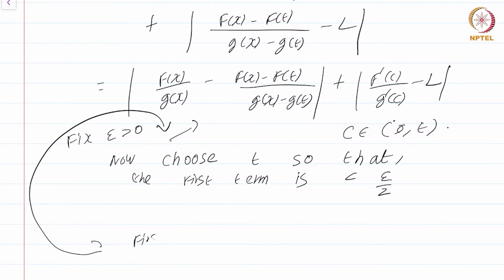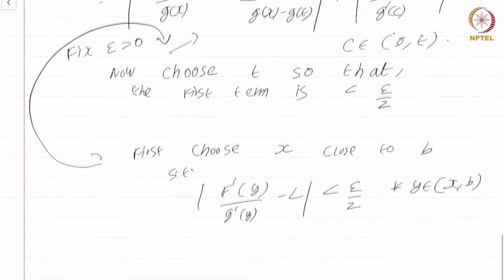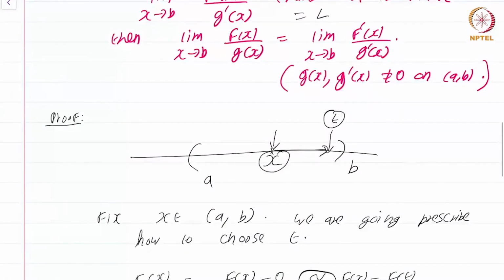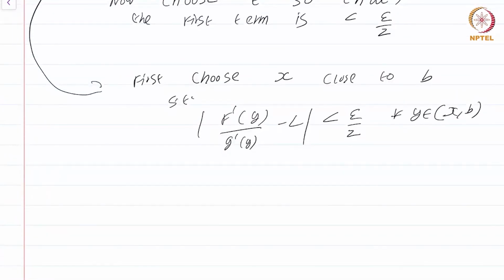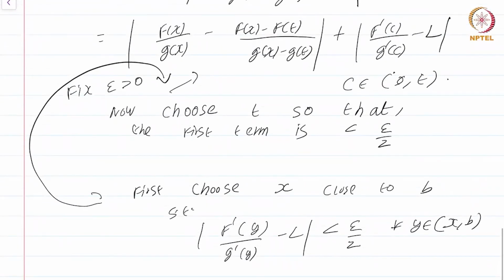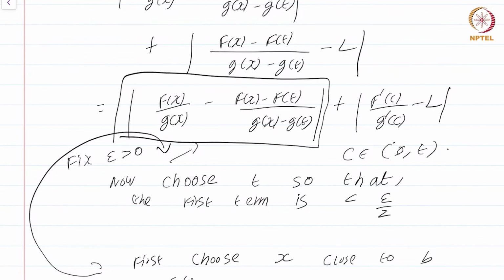First choose x close to b such that the absolute value of f'(y)/g'(y) minus L is less than epsilon by 2 for all y in (x, b). So just choose this point x sufficiently close to b so that the ratio of the derivatives is already less than epsilon by 2 when you take the difference with the limit L. Okay, so first choose this x so that this happens. Now choose t sufficiently close to b so that this term also becomes less than epsilon by 2.